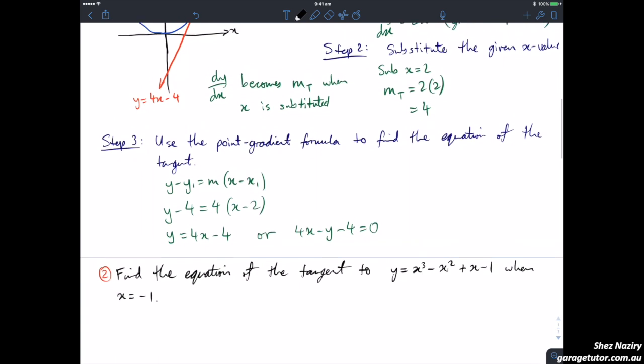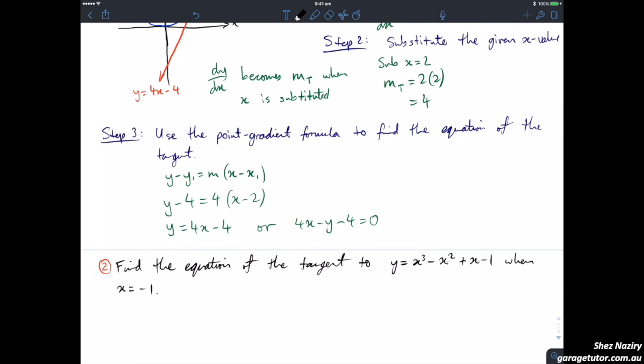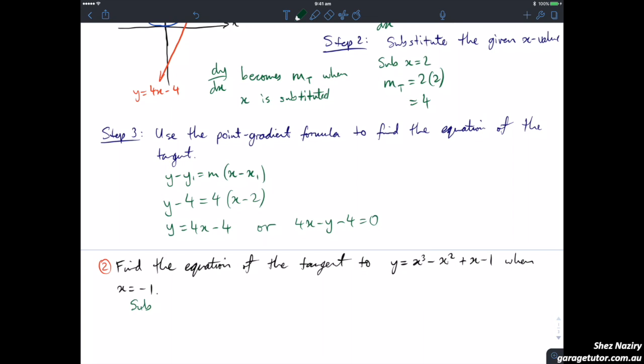Okay, so what did I do here that's different to question 1? I did not give you the y value here. So when I see a question like this, the first thing that you should do, guys, is get me that y value. Make sure that's the first thing you do. You sub the x value here, sub this into here, and get your y value. So that's what we'll do right now. Sub x equals negative 1 into y.